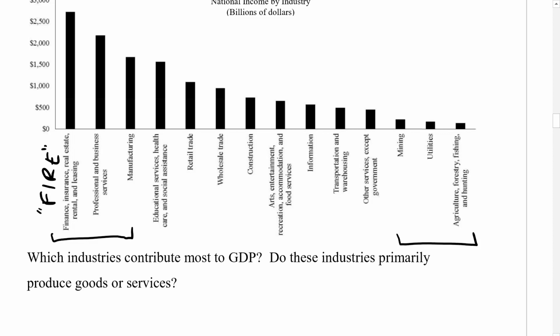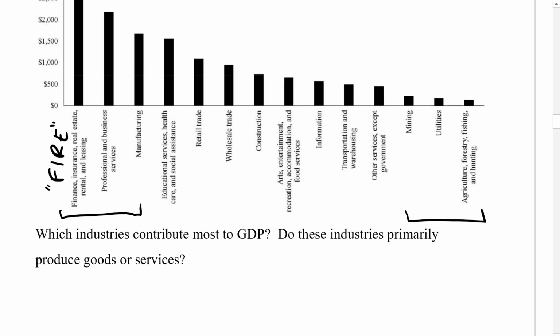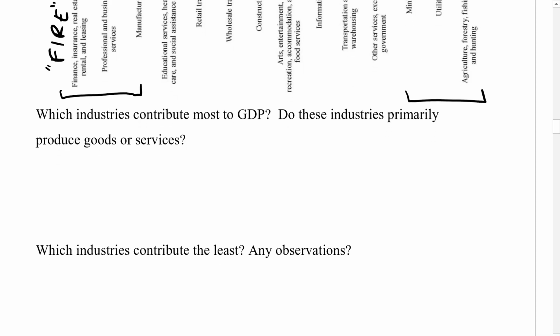Mining, utilities, and agriculture, for as much as mining and particularly agriculture are talked about in the political sphere, really make up a relatively small portion of total GDP in the United States. So I'm just going to summarize that here.